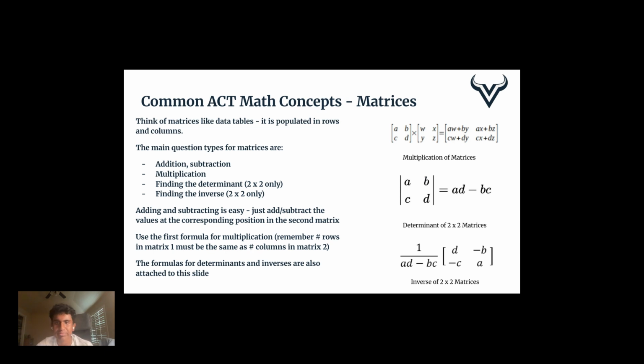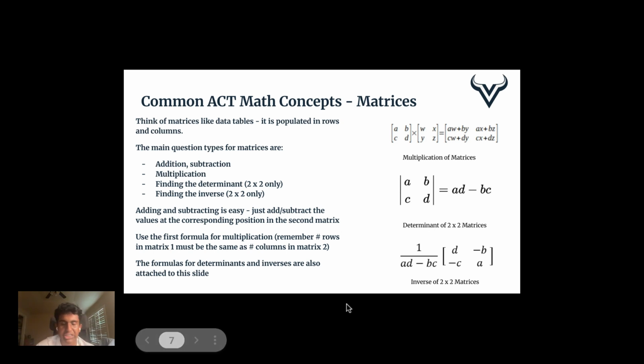The main question types for matrices are addition, subtraction, multiplication, finding the determinant, and finding the inverse. But the last two are only for 2 by 2 matrices. So adding and subtracting is easy. Just add or subtract the values at the corresponding positions from the second matrix. Basically, map out the coordinates inside the table, and that's what you should be adding and subtracting. You can only do it when the matrices are the same dimensions.